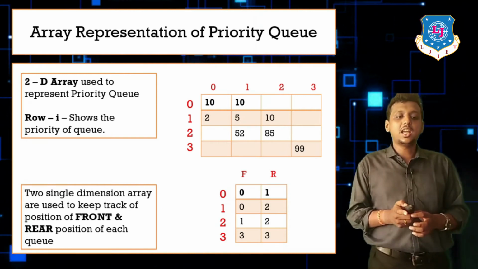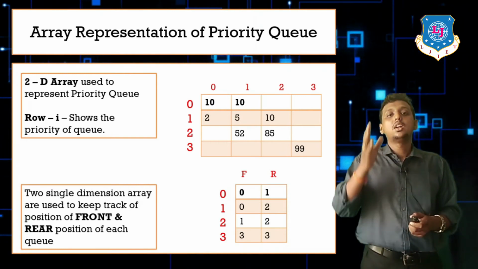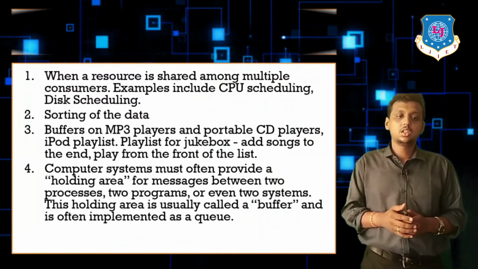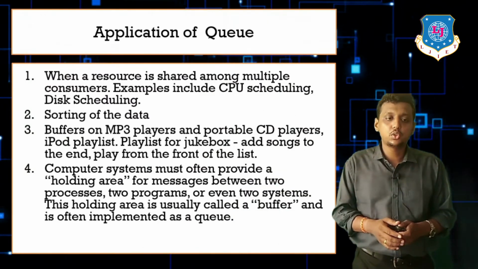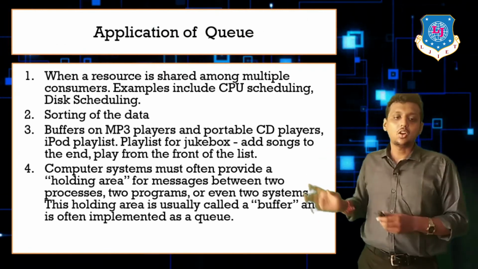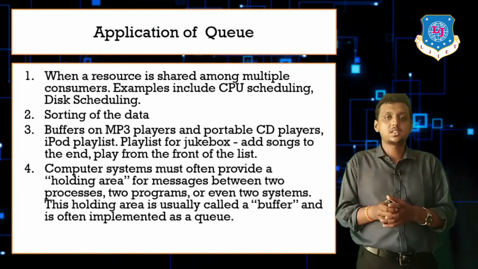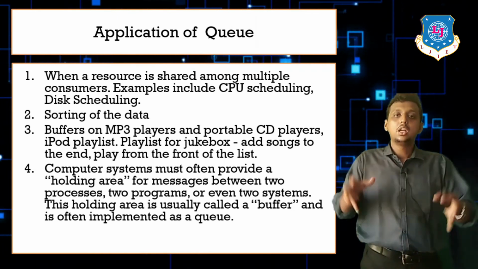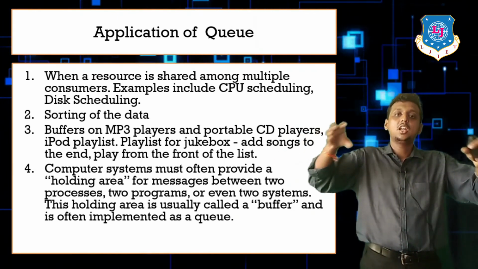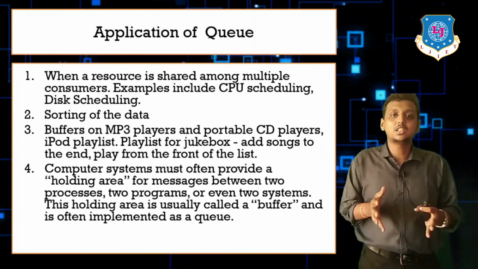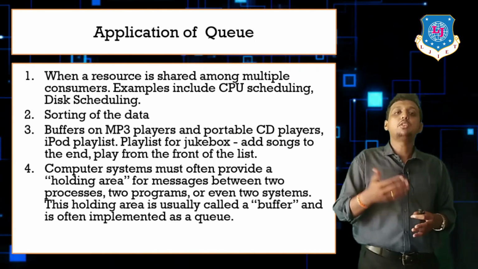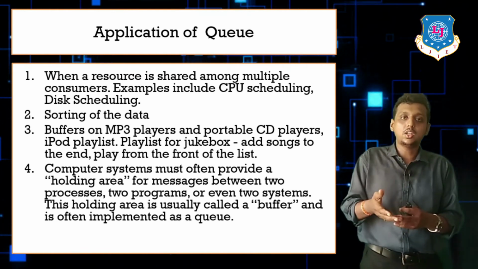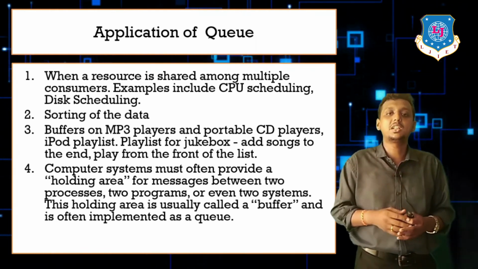A single-dimensional array can be used to keep track of the front and rear position of each queue. Here are some applications of queue, students. First, when a resource is shared among multiple consumers. Just imagine a situation where there are multiple computers on a single CPU which are going to access a particular resource. At that time the queue works in first in first out manner. If you know about the OS concept of first in first out, you will get a better idea of how the queue works.